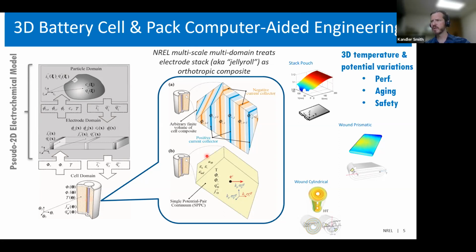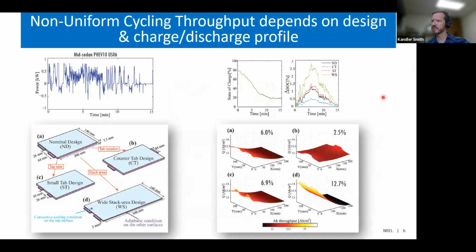So what we did is treat this jelly roll or the electrode stack as an orthotropic composite with directional properties for the thermal conductivity and electronic conductivity. And with that, you can solve for performance, some aging questions, and also safety questions.